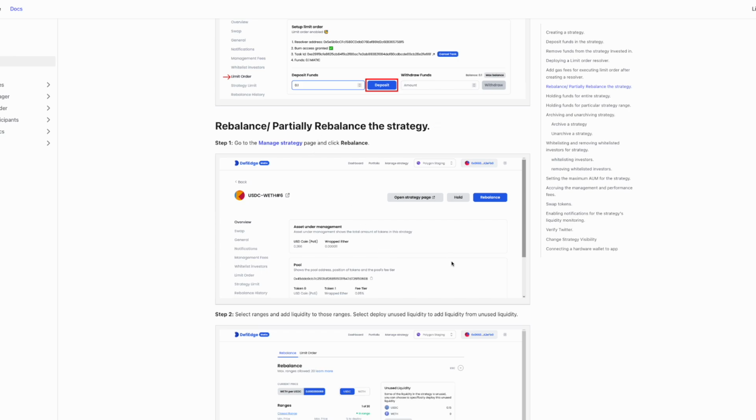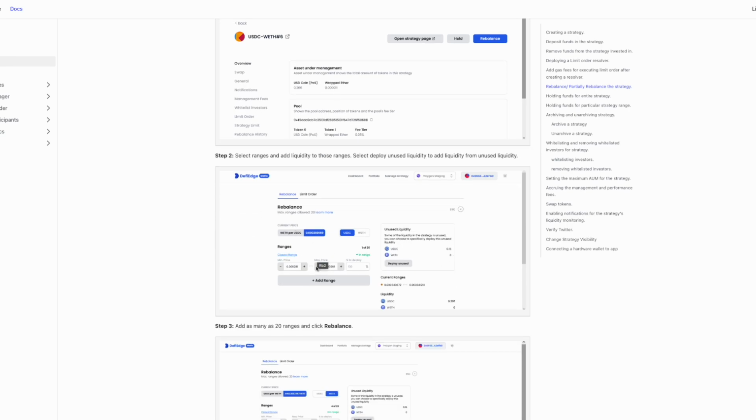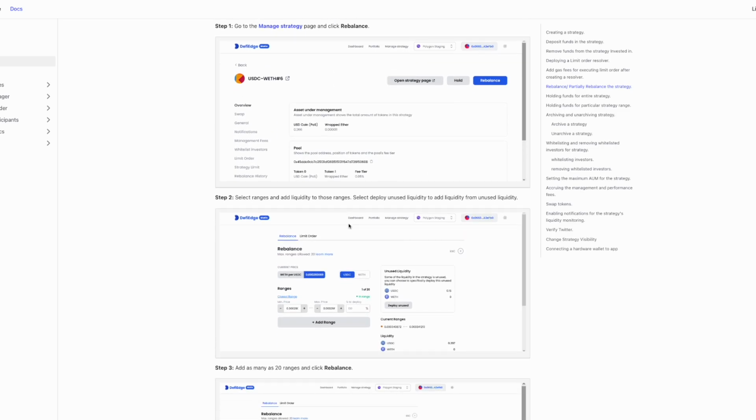Rebalance or partially rebalance the strategy. As you can see, it's all user interface. He doesn't need to be able to code anything. He just has to go and put in the numbers that he thinks are applicable. So this is just a rebalance or partial rebalance of the strategy.